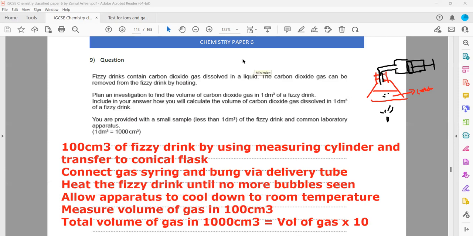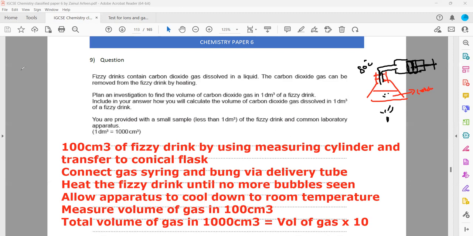And why do we wait to cool down? Because, for example, say the temperature of the fizzy drink is 80 degrees. As we know, gases expand on heating. So if the temperature is high, it will expand, and the volume will not be accurate. So we allow it to cool down to room temperature to measure it.